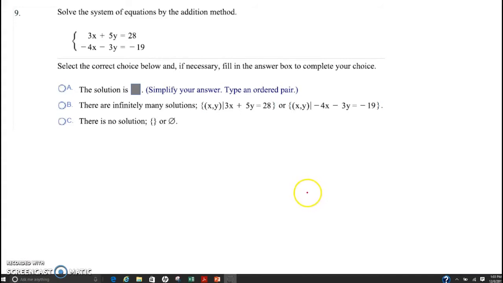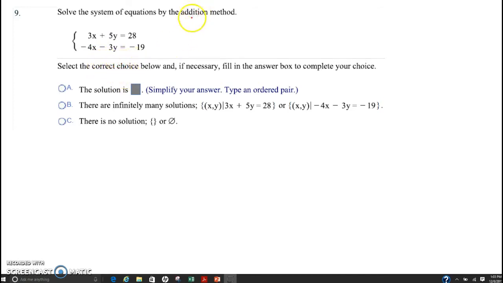Number 9, solve the system of equations by the addition method. All right, the reason you would want to use the addition method here: if you tried to solve either one of these equations for y, the first step would be to subtract 3x from both sides here, or add 4x to both sides here, that's not a problem. But your second step right here, to divide everything by 5, you're going to wind up with fractions. And the second step here would be to divide everything by 3 or negative 3. You would wind up with fractions. And who wants to deal with fractions when you don't have to?